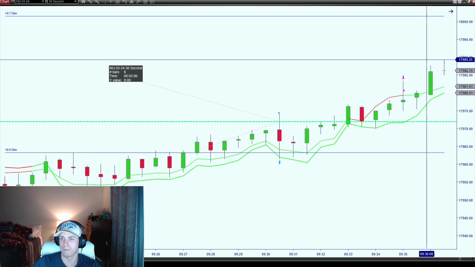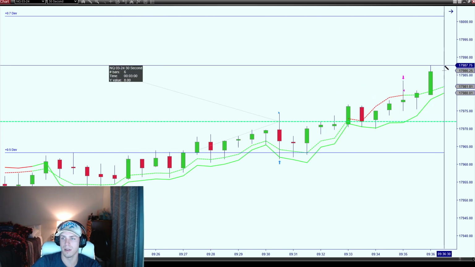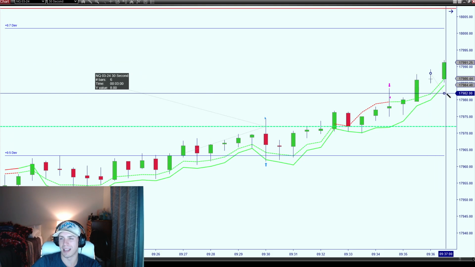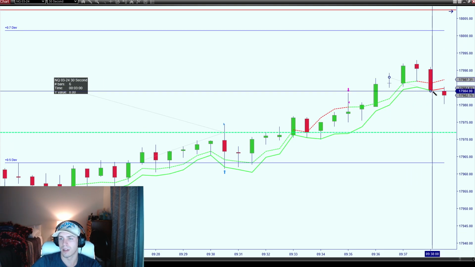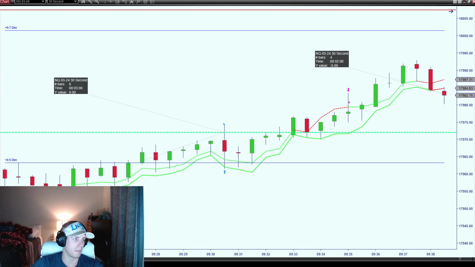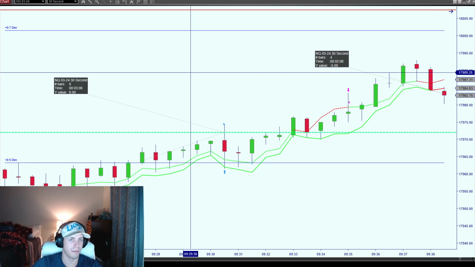Angling up there. Breaking the high, another entry around 88, stop loss will be 80, targeting this dev at 18,000. We do get a close below though, so that's a small loss, -5.